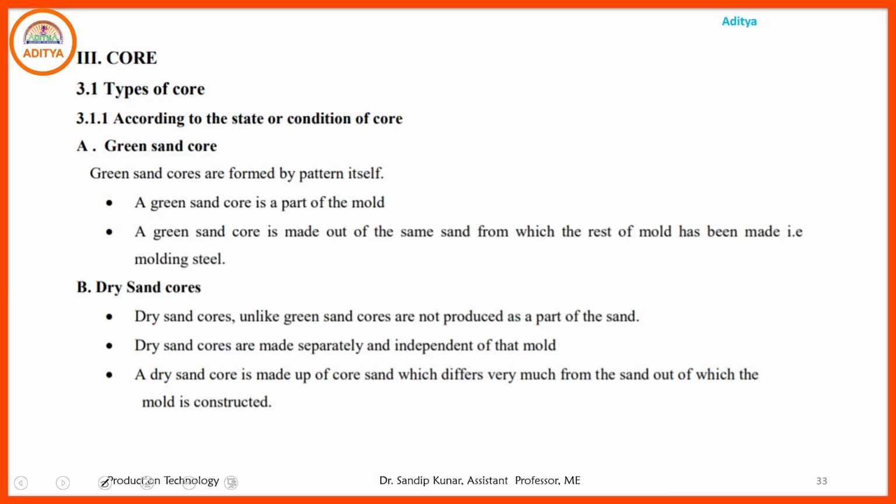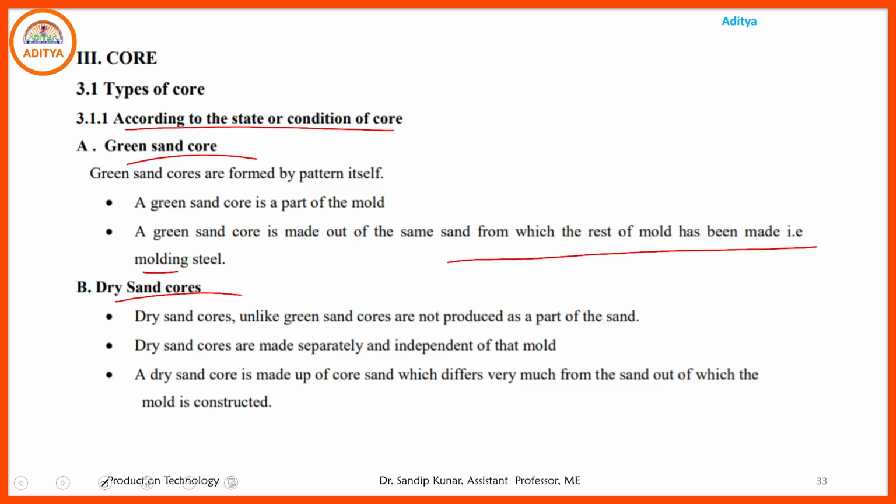What are the types of cores? The types of cores depend upon different factors. According to the condition of the core, first is the green sand core. Green sand core is part of the mold, and it is made out of the same sand from which the rest of the mold has been made. Just using the same sand, we prepare the green sand core.